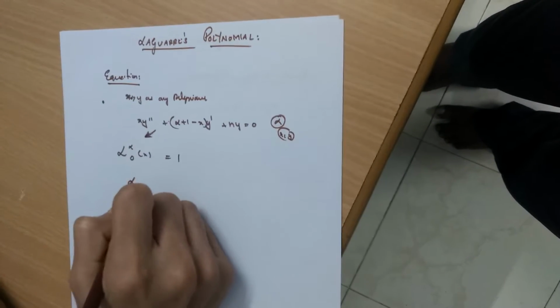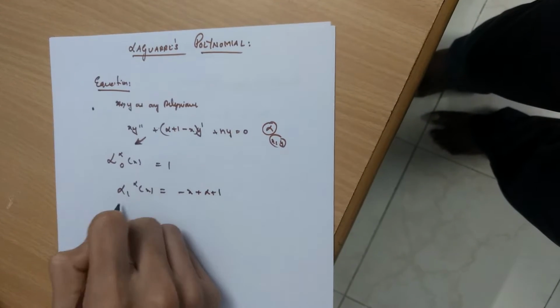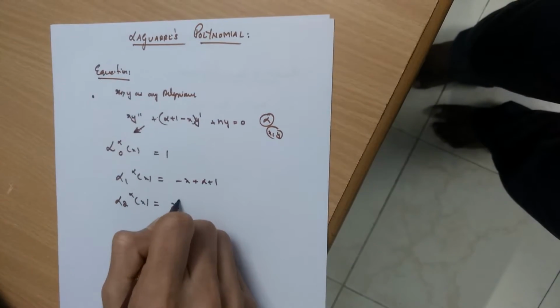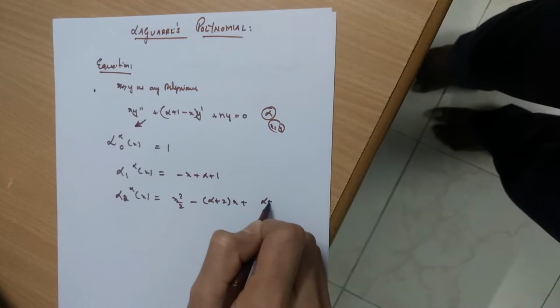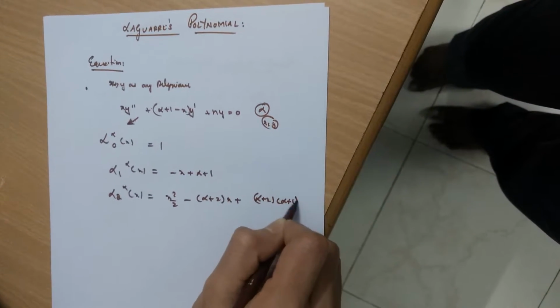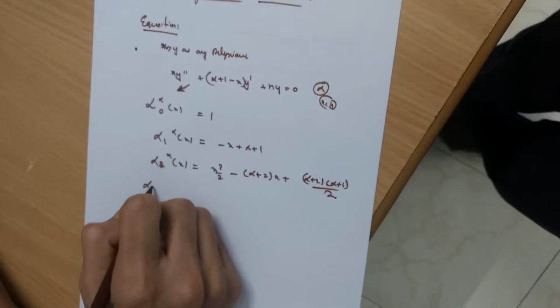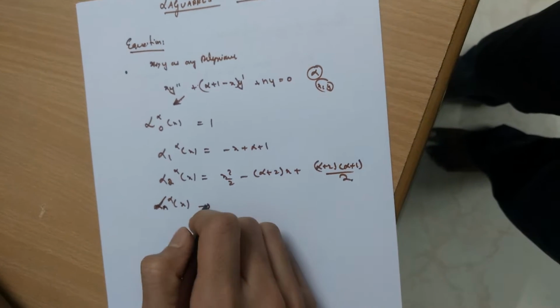1, L1 alpha of x is nothing but minus x plus alpha plus 1, L2 alpha of x is x square by 2 minus of alpha plus 2 into x plus alpha plus 2 into alpha plus 1 by 2, and similarly, we can also get conclusively all Ln alpha of x using the equations.